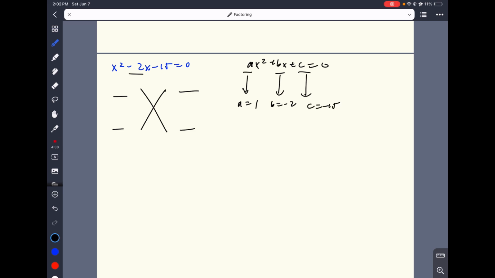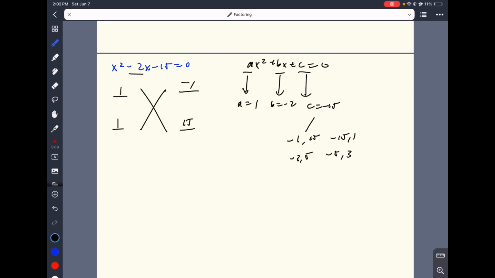And so what two numbers would multiply to a on the left side, again, would be 1 and 1. Then for c equals negative 15, we have a variety of choices that we can choose to try and cross multiply and add into b. And so we can test out the factors of negative 15. So we have negative 1 and 15, negative 15 and 1, negative 3, 5, and negative 5, 3. So let's start off with negative 1 and 15.